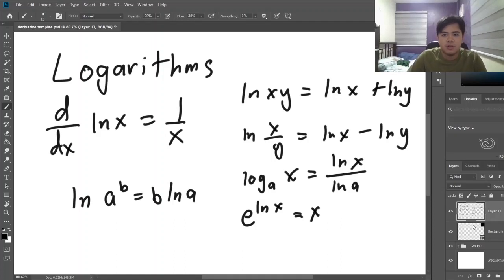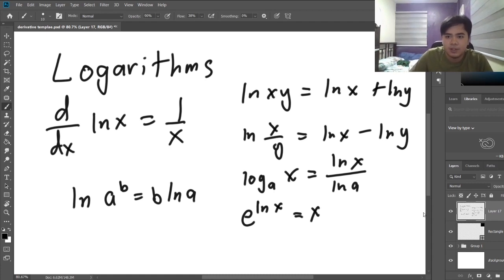Today we're going to solve another 10 derivatives. Now this time we're tackling logarithms. And as you can see, these are the identities that we need in order to solve logarithms. First, the derivative of ln of x. ln is the natural logarithm where the base is the number e, which is 2.718281828 as we discussed in an earlier video. The derivative is 1 over x.